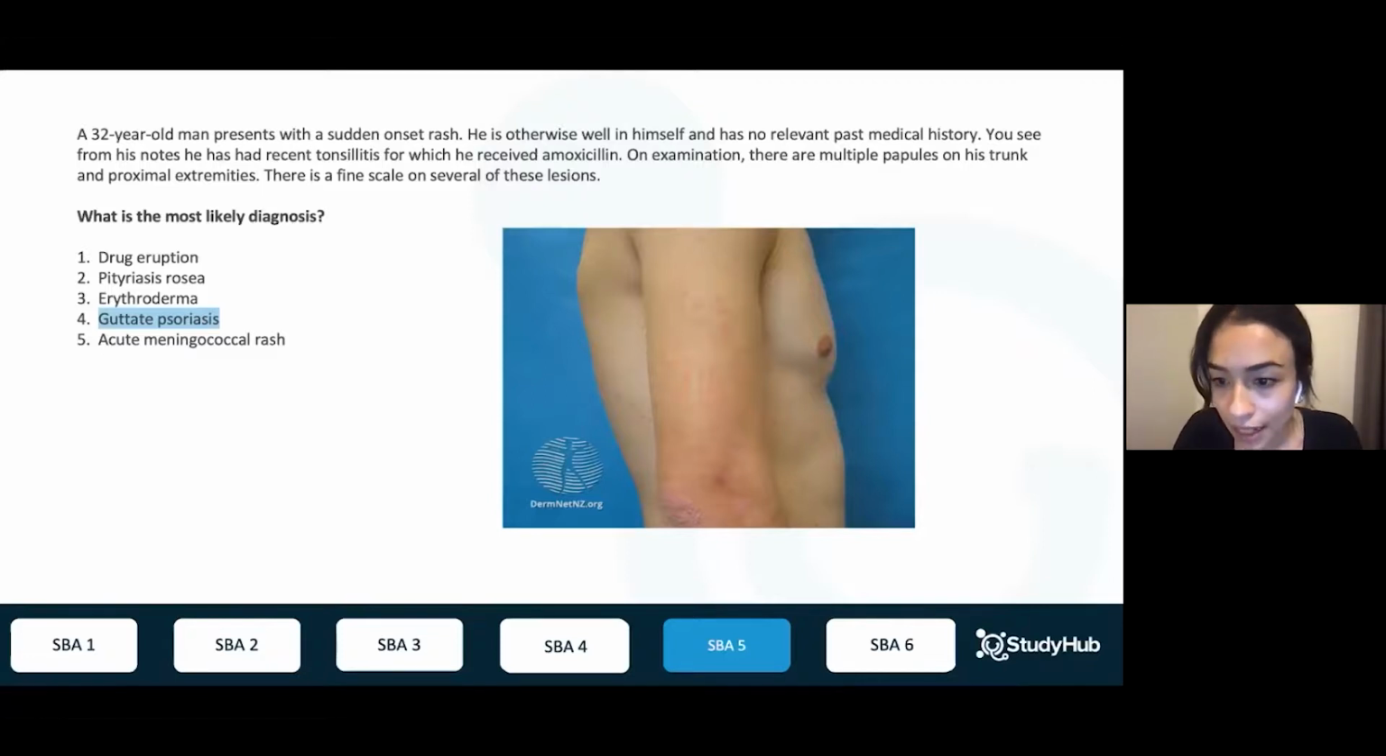In particular, with the image, you can see that it's a scaly lesion. This isn't very typical of drug eruptions. I'm not a dermatologist, but I'm not aware of any drug eruptions that appear like this with scaly, kind of monomorphic papules throughout the body. And it says it in the question as well, so fine scale. So that should point towards psoriasis, and specifically guttate psoriasis.